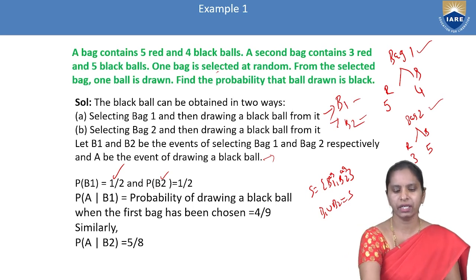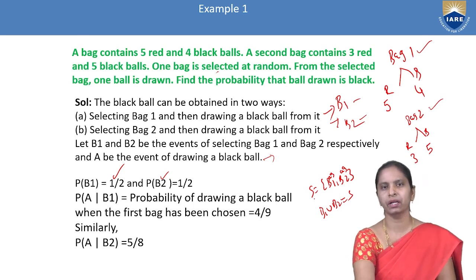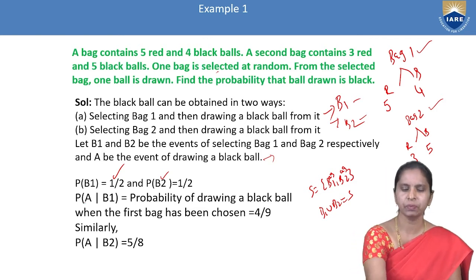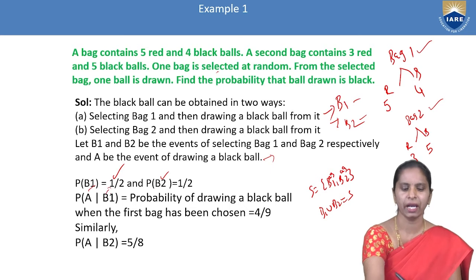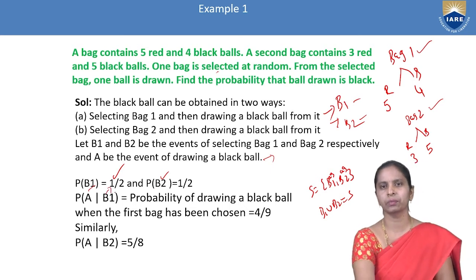Next, what is P of A given B1? What is the event A? Selecting a black ball. That is event A. And what is event B1? Selecting bag 1. That is event B1. Now, P of A given B1 is the probability of drawing a black ball, given that the ball is drawn from bag 1. So, it is a conditional probability, P of A by B1.